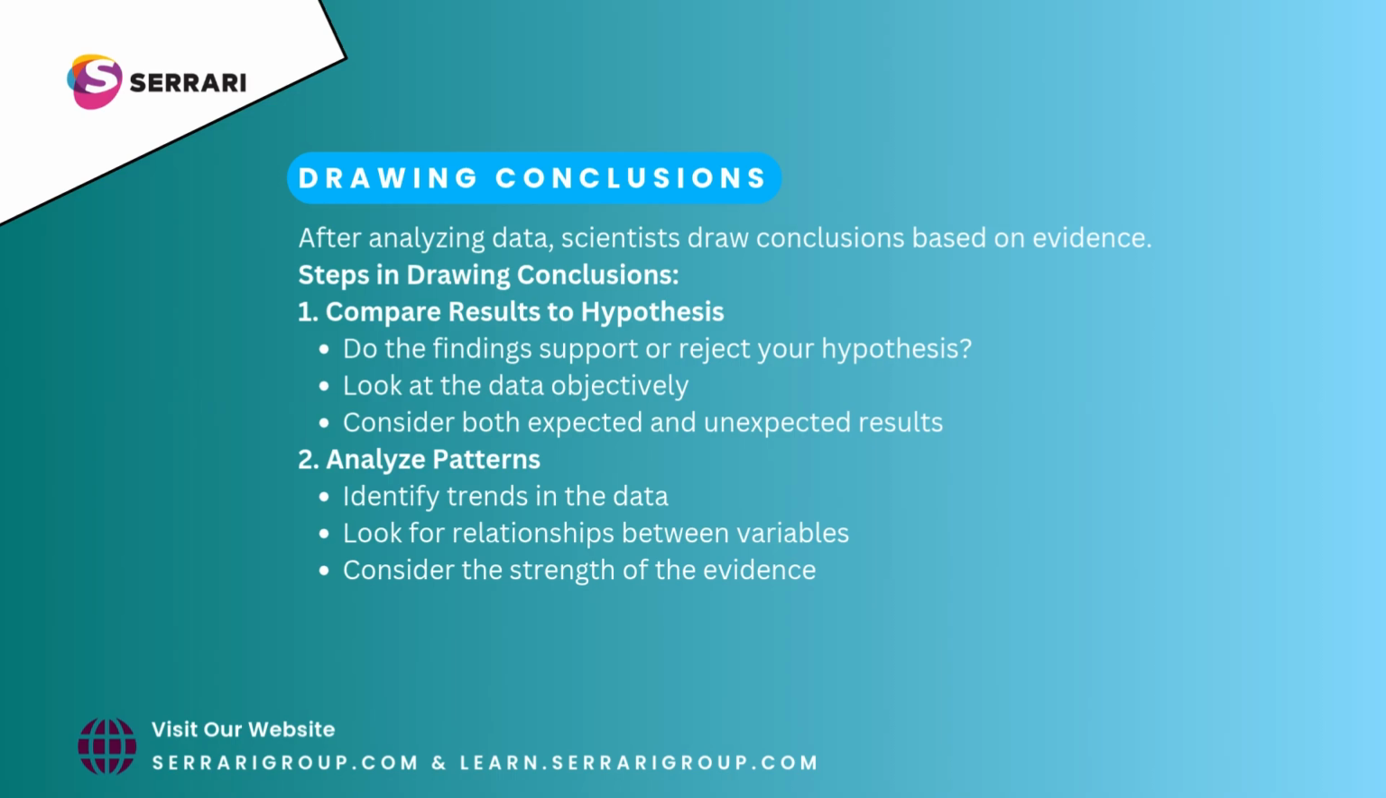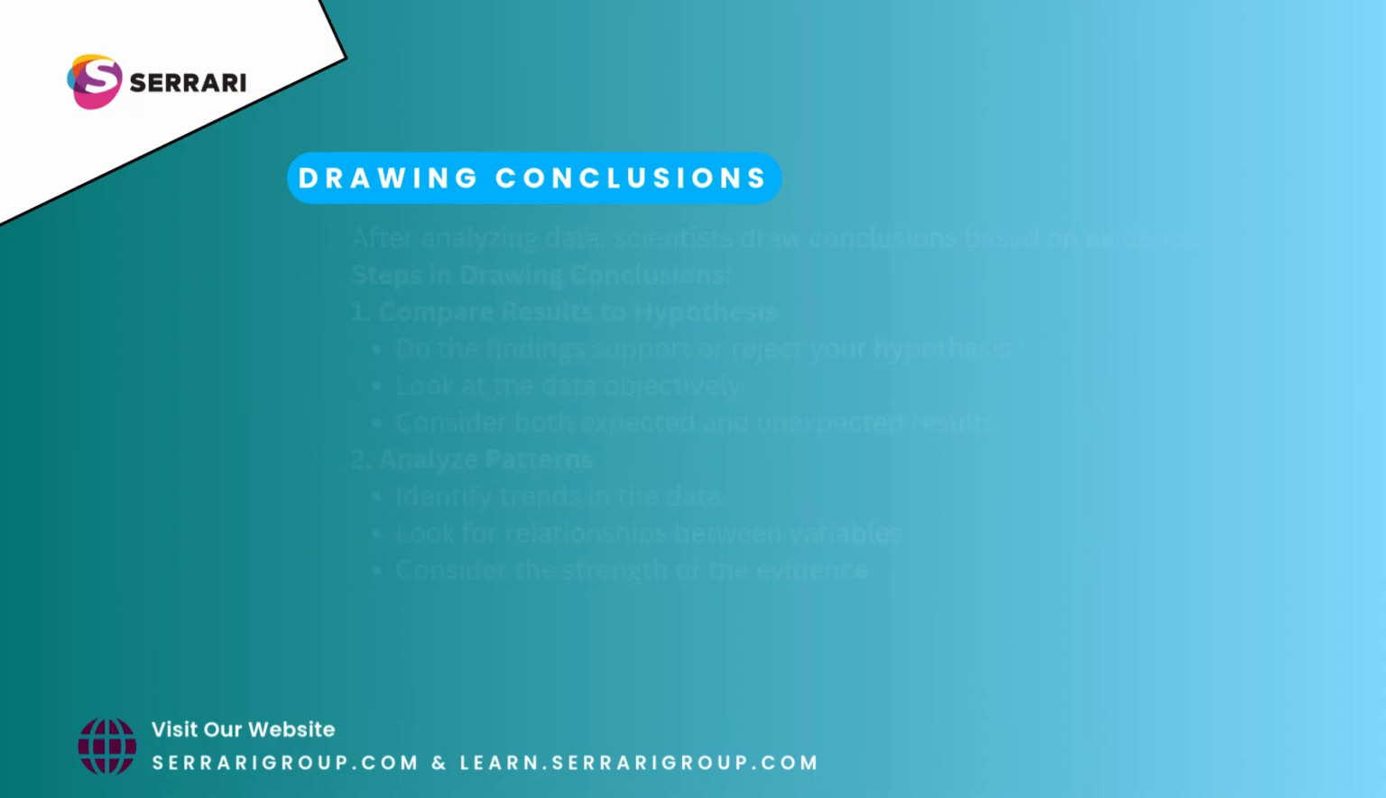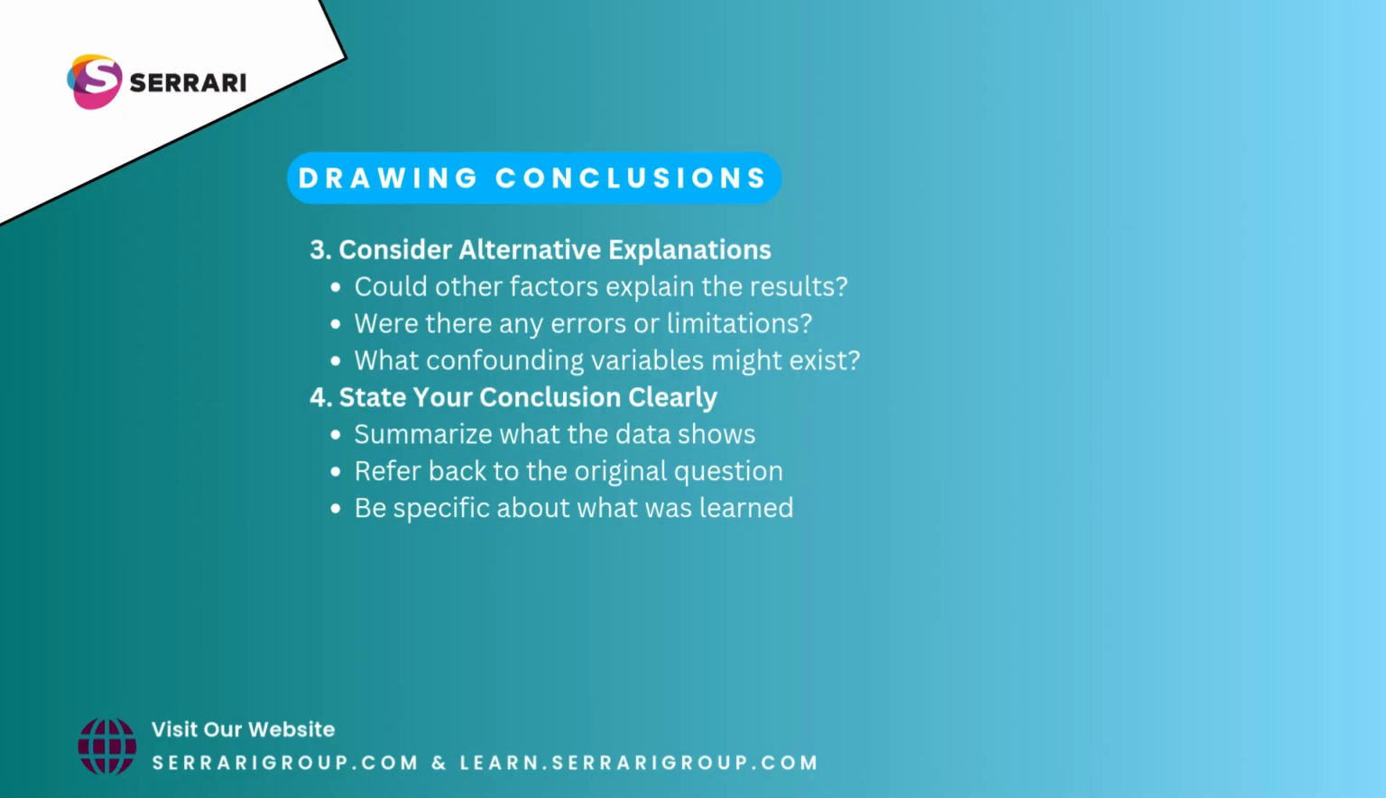2. Analyze patterns. Identify trends in the data. Look for relationships between variables. Consider the strength of the evidence. 3. Consider alternative explanations. Could other factors explain the results? Were there any errors or limitations? What confounding variables might exist?